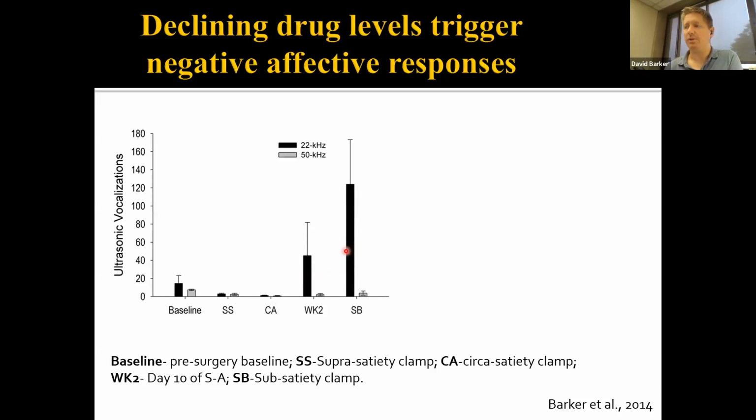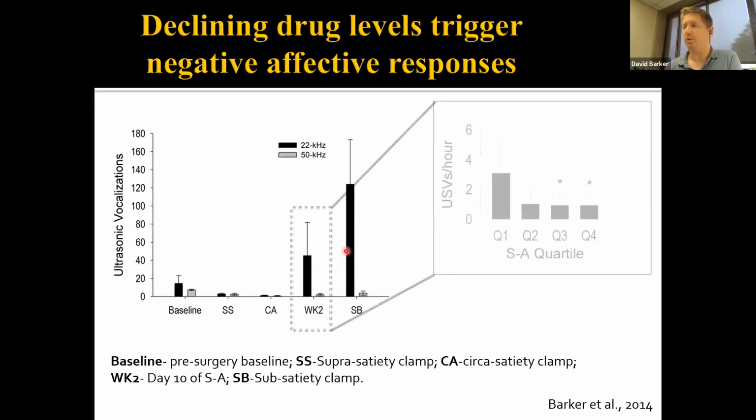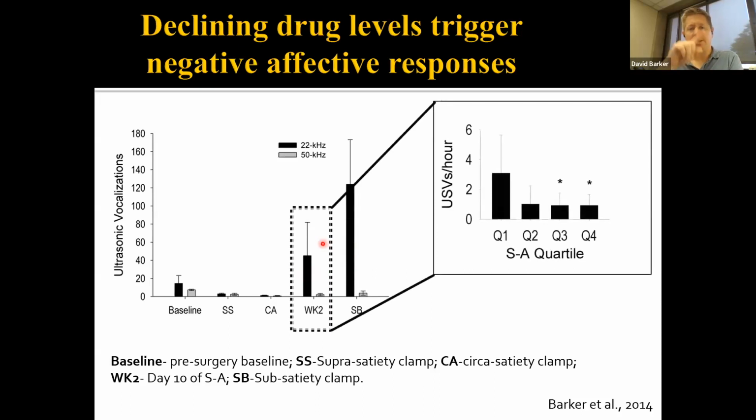And if we zoom in even more on that week 2, we find that in the sawtooth pattern we've seen of drug self-administration, when the drug level falls to the lowest quartile, that's when we actually see the most of it. So not only is this predictive of low drug levels when there's subsatiety, it's also the fact that even if drug levels start to fall a little bit, we start to see negative affective states.